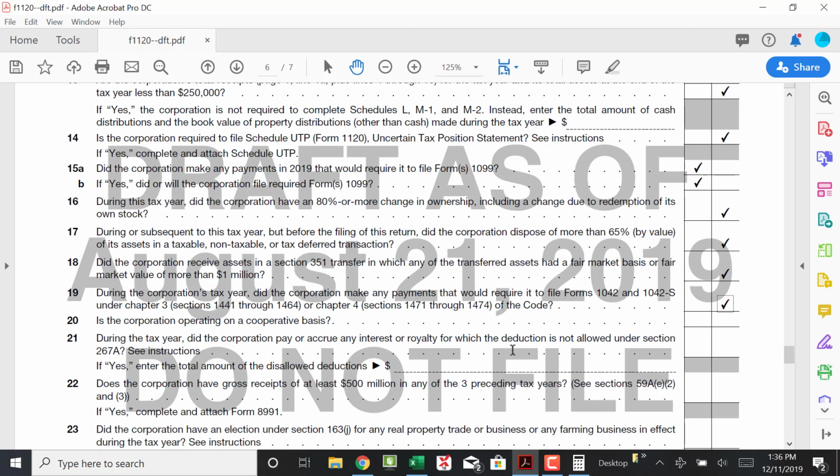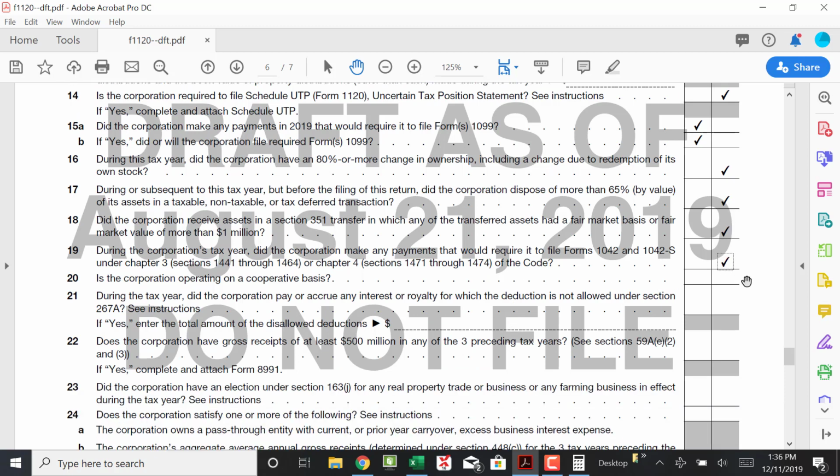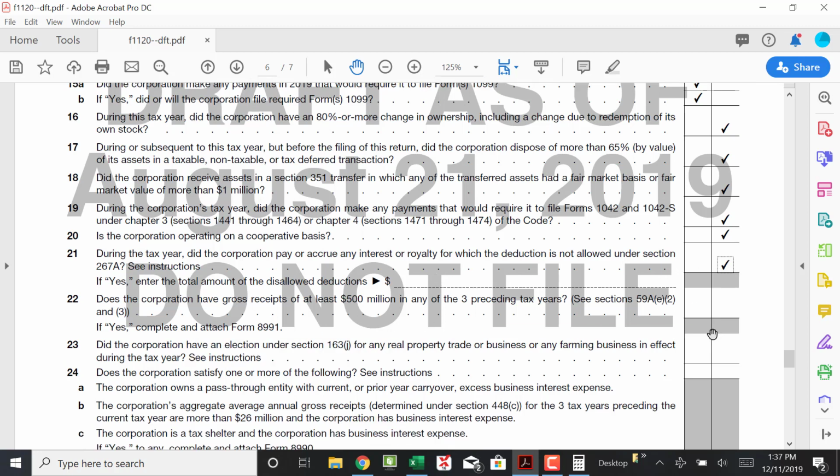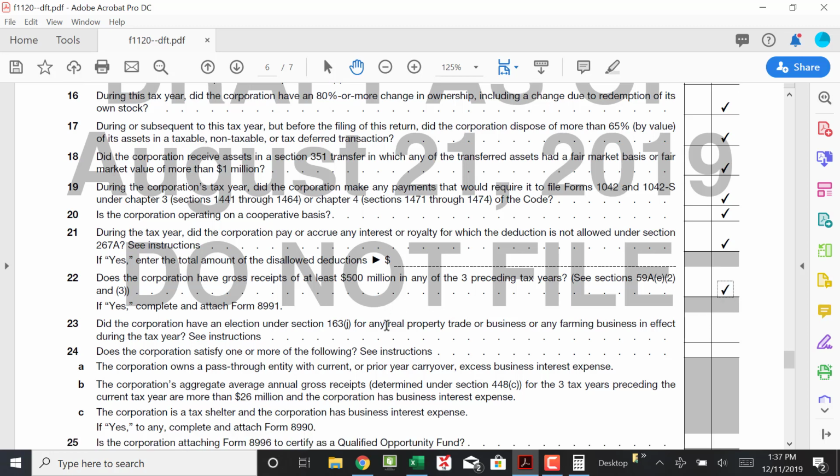No 1042 was required. Not operating on a cooperative basis. They didn't pay any interest or royalty disallowed. No gross receipts of $500 million in any of the 3 preceding tax years. We're assuming they didn't suddenly jump down.